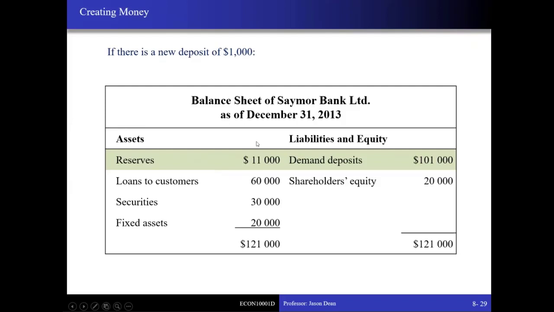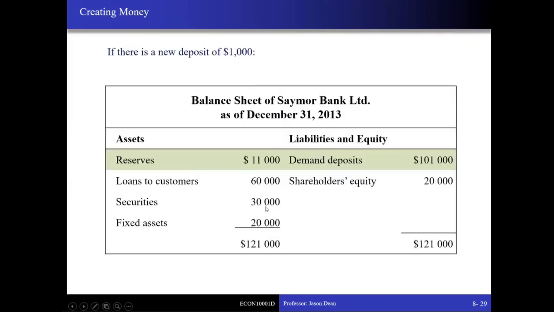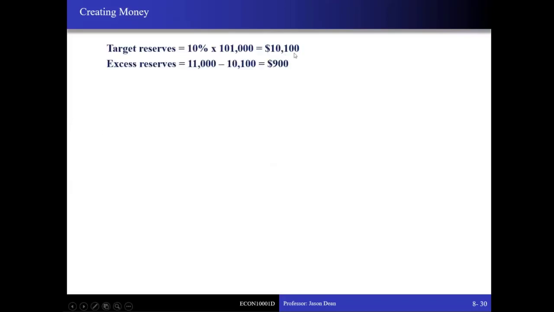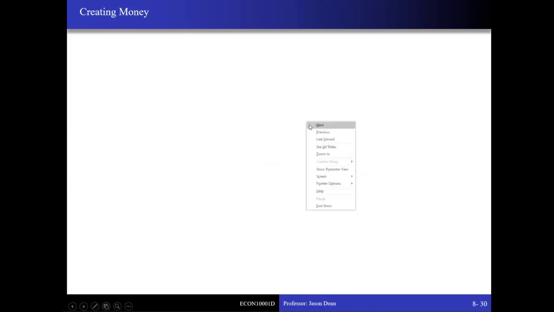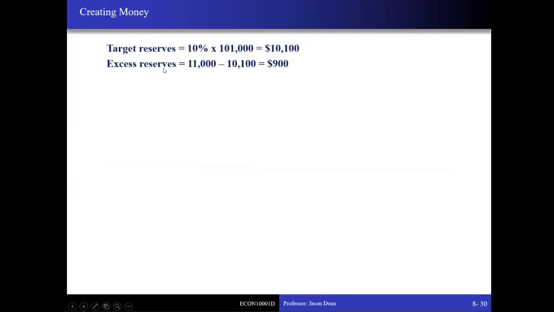Now let's look at the target reserves. If we look here, the bank has a 10% reserve ratio, desired reserve ratio or target reserve ratio. So its deposits are 101,000. 10% of this is 10,100. So that's how much reserves it actually wants to have. If we go back, we see that it actually has 11,000. So it has excess reserves now of 900, and it would like to lend that money out.